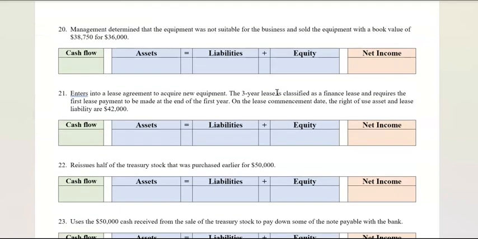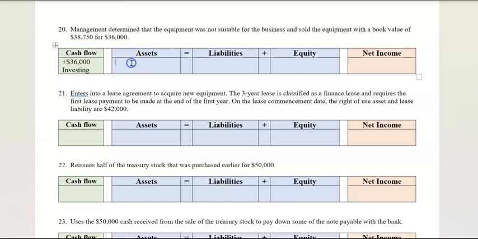Transaction 20 says management determined that the equipment was not suitable, so it recently impaired it, and then shortly after that realized this equipment is not working out for the business. It sold the equipment. The equipment had a book value at the time of $38,750. Remember, by book value, we mean the asset's cost less the accumulated depreciation recorded till this point in time. They sold the asset worth on the books $38,750 for $36,000 cash. Now we see a cash inflow, $36,000. Cash that we receive for selling equipment, a long-term asset, would be in the investing section.